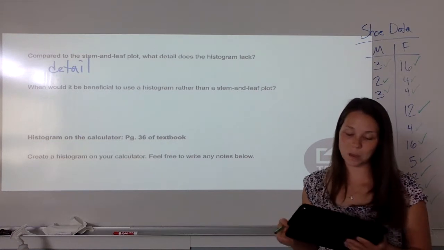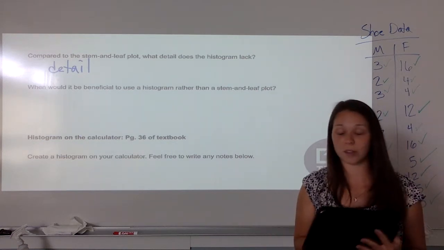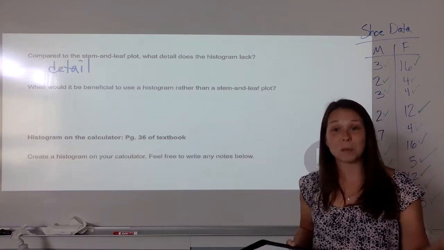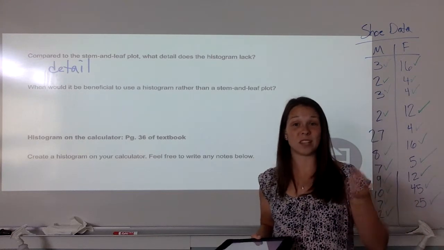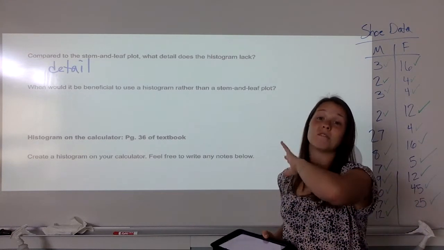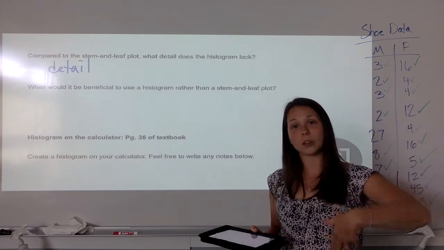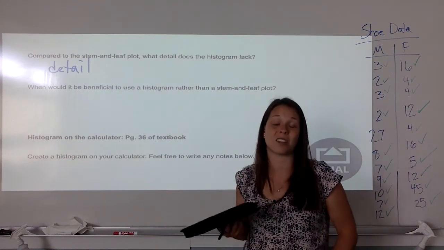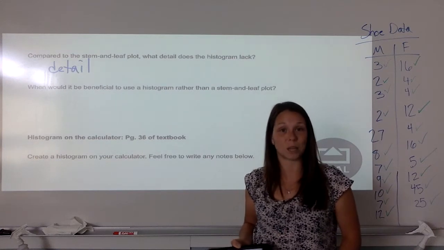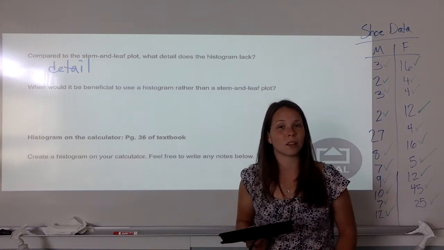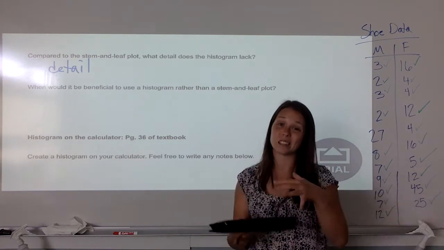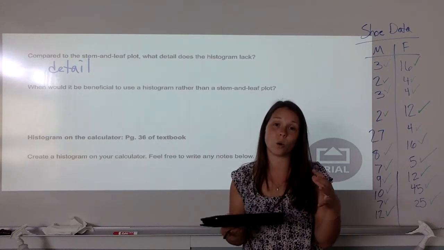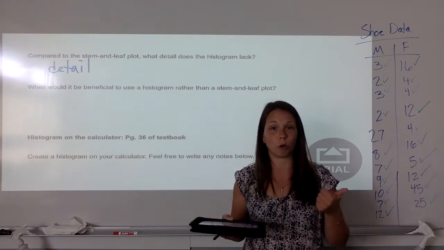It says, when would it be beneficial to use a histogram rather than a stem and leaf plot? Well, stem and leaf plots use all the specific data values. Graphing 50 dots or 50 values on a stem plot can be time consuming. Think if we had 100 or 1,000 pieces of information. A histogram is a little bit more concise and can be easier to collect or visualize large groups of data.